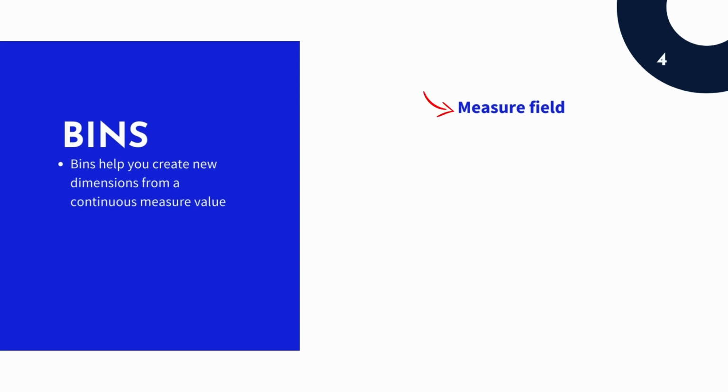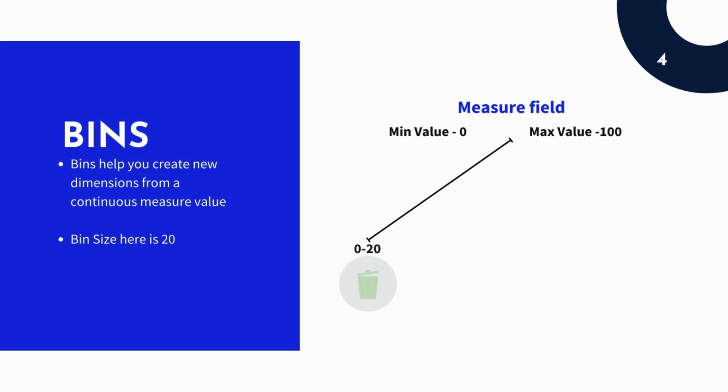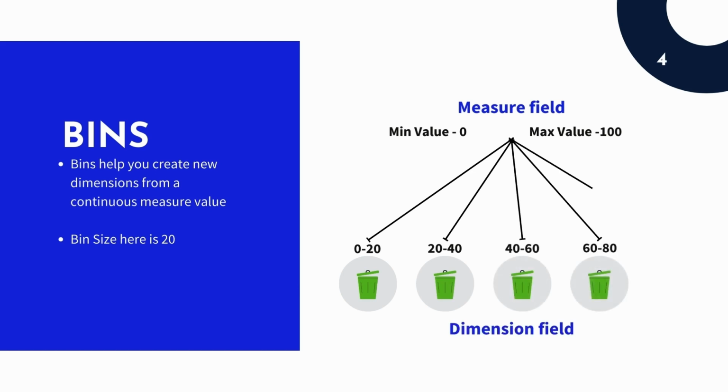Suppose you have a measure whose minimum value is 0 and maximum value is 100. You can create bins from this measure. These bins can have values like 0 to 20, 20 to 40, 40 to 60, 60 to 80 and 80 to 100, which means you have 5 different bins which can store values of these ranges. This way, from a measure, we are able to create 5 bins, which is basically a dimension.